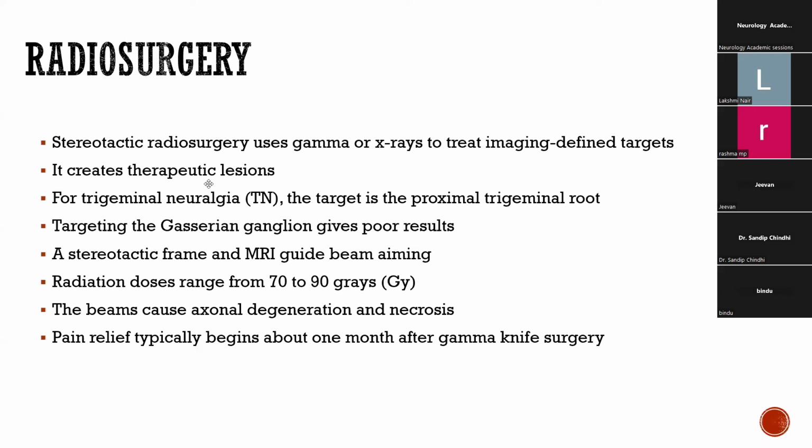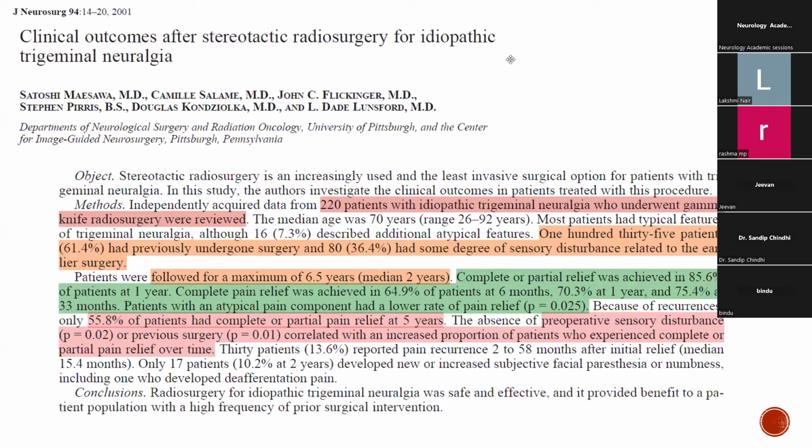Now coming to radiosurgery, that is stereotactic radiosurgery using gamma knife or X-rays to treat imaging-defined targets. It creates the therapeutic lesion. For trigeminal neuralgia, the target is the proximal trigeminal root, and targeting the Gasserian ganglion gives poor results. A stereotactic frame and MRI-guided beam are used, and radiation doses range from 70 to 90 grays. The beams cause axonal degeneration as well as necrosis. This is the mechanism.